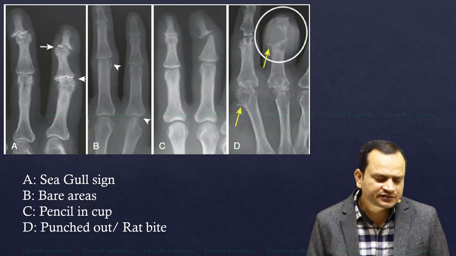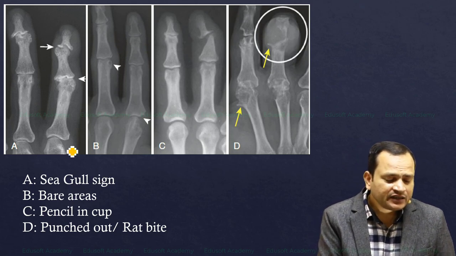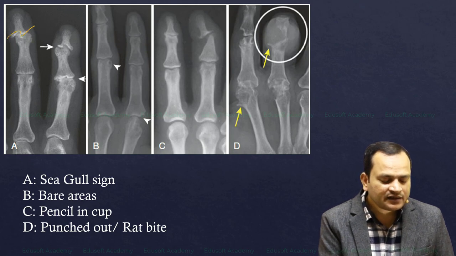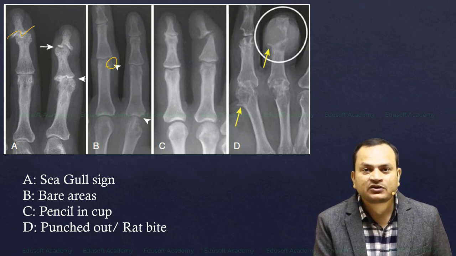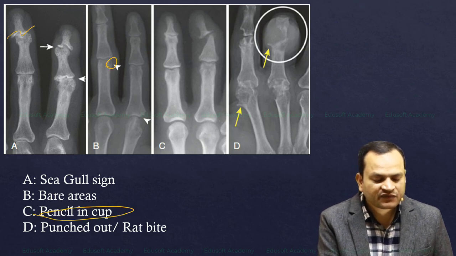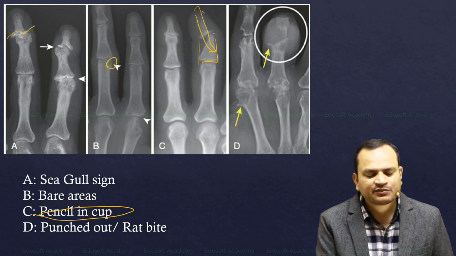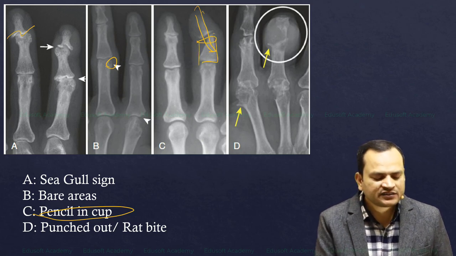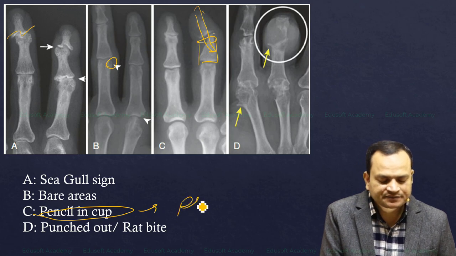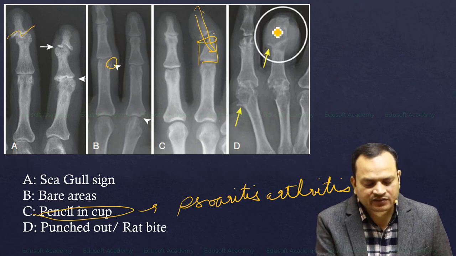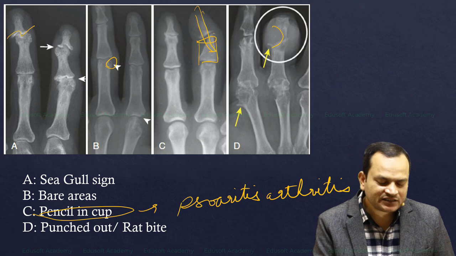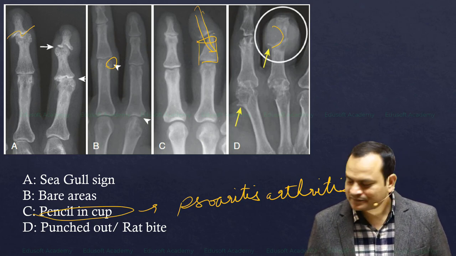Similarly, they can ask other questions like the seagull sign. It appears in case of osteoarthritis of the hand. The bare areas occur in rheumatoid arthritis of the hand. Pencil in cup, you see this, it appears like a pencil held in a cup. So this is seen in psoriatic arthritis. And punched out or rat bite, if you see this, some rat has bitten it over here. It appears in case of gouty arthritis of the hand. Thank you.